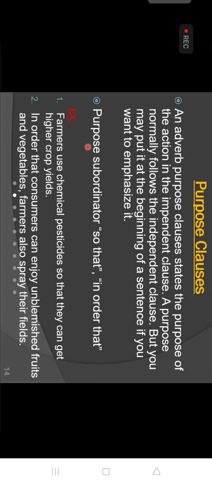And another example: In order that consumers can enjoy unblemished fruit and vegetables, farmers also spray their fields.